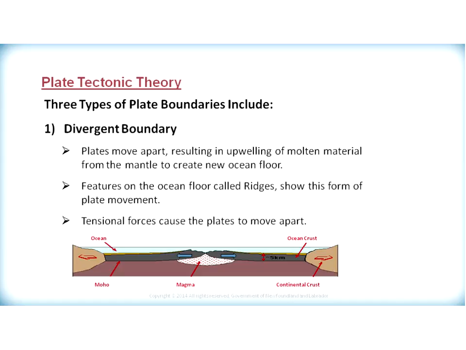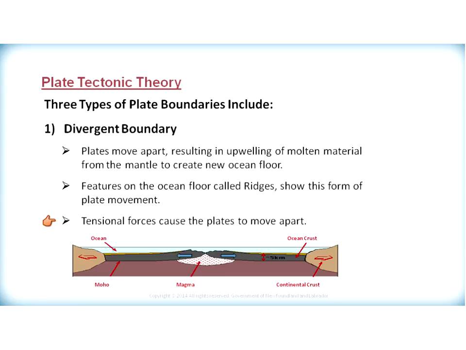Let's look at the different types of plate boundaries that can exist at the borders of each tectonic plate. The first boundary is called a divergent boundary. At divergent boundaries, plates tend to move apart, resulting in the upwelling of molten material from the mantle, and this will tend to create new ocean floor. Features on the ocean floor where this occurs are called ridges, and ridges show this form of plate movement, where the plates tend to move away from one another.